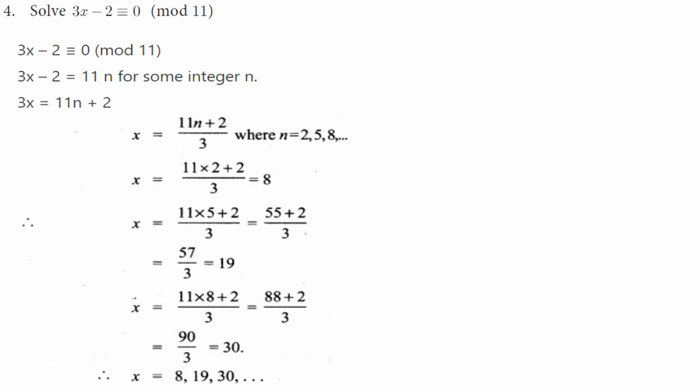If we put n equal to 5, 11 fives are 55 plus 2, 57 by 3, so cancel it, you get 19. If we put n equal to 8, 11 eights are 88 plus 2, 90 by 3, 30. Therefore x equal to 8, 19, 30, etc.